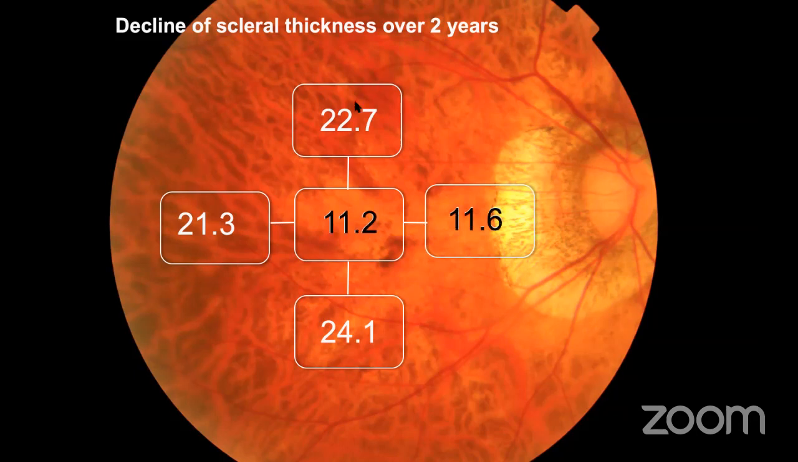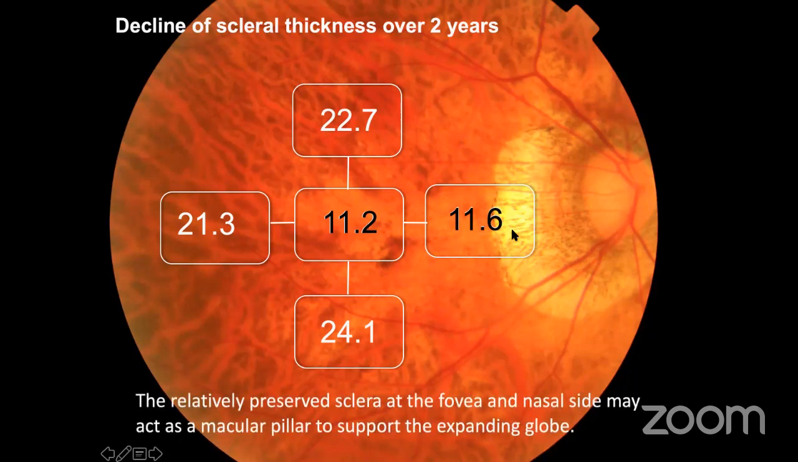So over a 2-year period, there is nearly 20 micron less scleral thickness in this area, but it was preserved along the fovea and the nasal side. We speculated that the relatively preserved sclera at the fovea and the nasal side may act like a macular pillar to support the expanding globe.